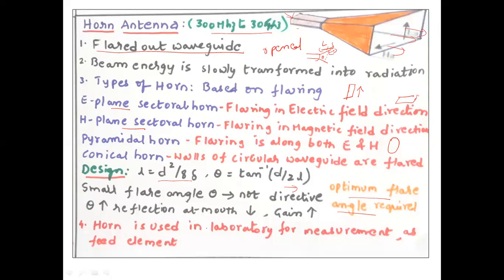And the horn antenna is mainly used in laboratories for measurement as a field horn. And this is also called a standard gain antenna. So, horn antenna types are basically based on the type of flaring we have provided. Theta is nothing but the flare angle. L is the length of the horn. Okay, these are the important things regarding the horn antenna.